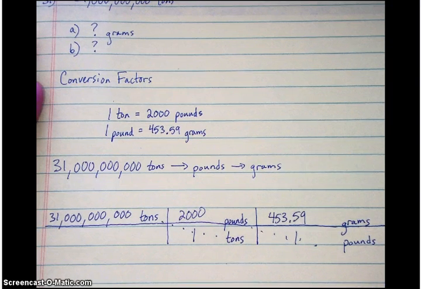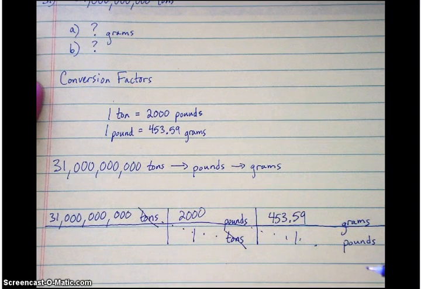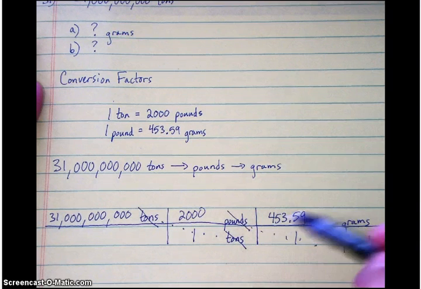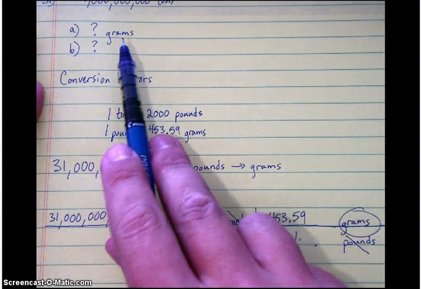The way that we check our work is to make sure all the units cancel out. These are fractions, so tons over tons is 1, it cancels out. Pounds over pounds cancels out. We're left with grams, which is the goal in part A.